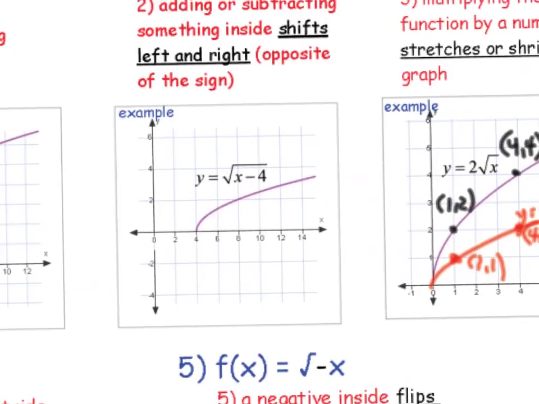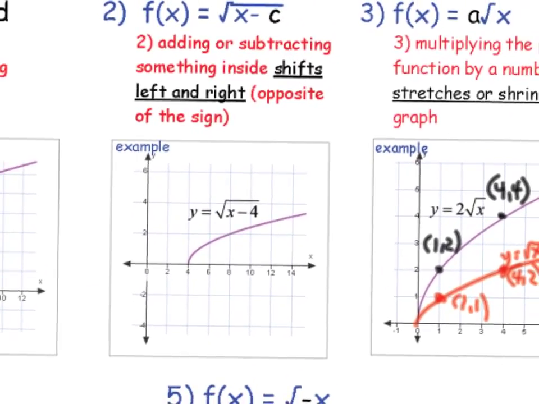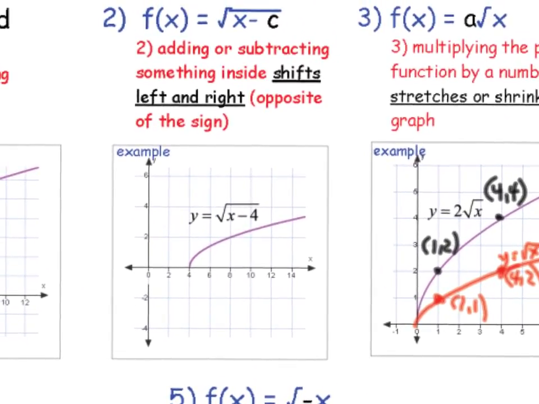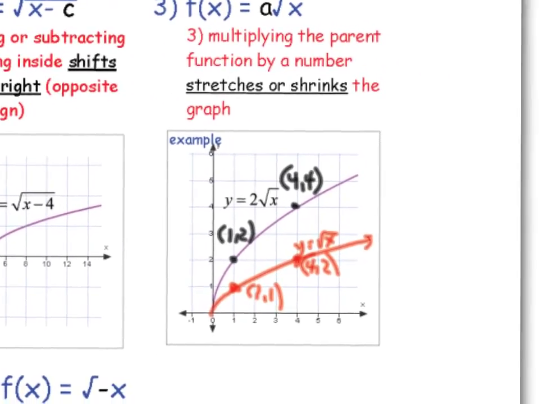Looking at the next one, if I add or subtract something inside, it does the opposite of the sign. So if you subtract 4, you shift the graph right 4. You see this graph starts at 4 instead of starting at (0, 0). So once again, you always start with the parent graph and you do whatever the equation says. There's a -4 inside, so it shifts the graph to the right 4.